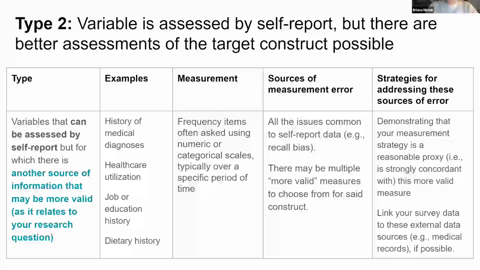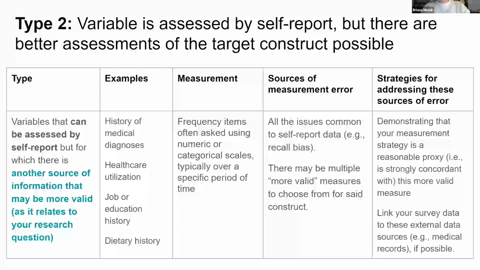try to demonstrate that your measurement strategy is a reasonable proxy, that is, it is strongly concordant with whatever this more valid measure is. The way that I've done this, and other people do this, is maybe you link the survey data to external data sources. This is again where the future of the field is in linking data sets. If the Health and Retirement Study, as an example, is linked to Medicare and Social Security, and it's geocoded, right? So yes, they ask about neighborhoods, for example, but you can also get access to the geographically coded data on the Health and Retirement Study, right?